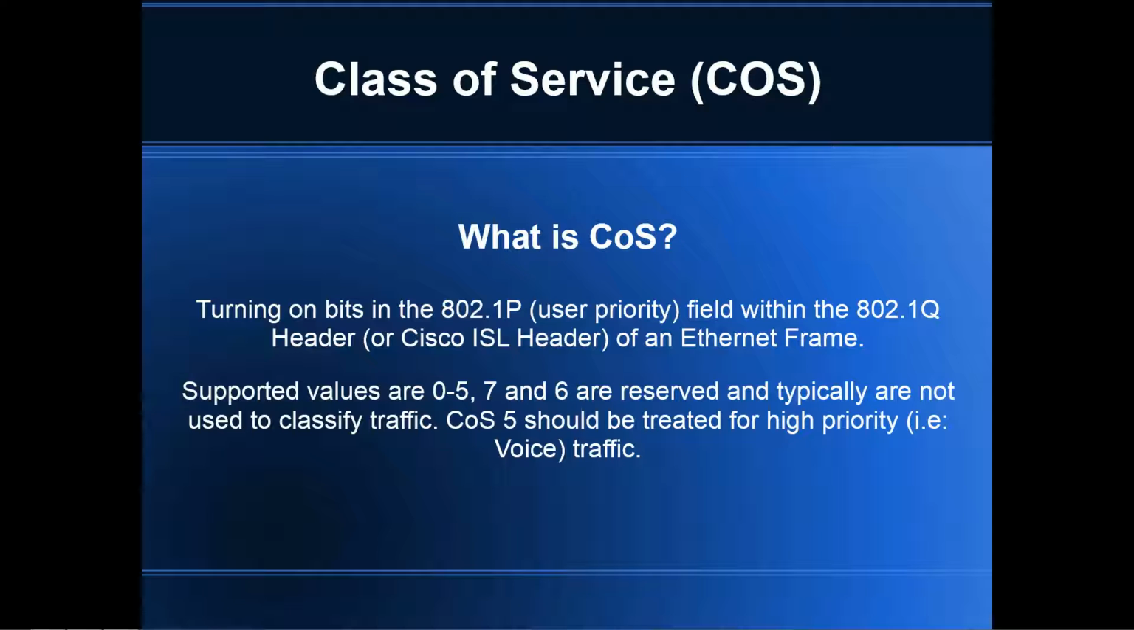What it does is it allows for the header, which is defined by 802.1p, which is a user priority field for our tagged 802.1Q header. If you're using a Cisco proprietary ISL header, same thing, but it allows us to tag this user priority inside of our Ethernet frame at layer 2. And again, normally we're allowed to use 0 through 7, but 6 and 7 are typically reserved and not used for classified traffic. 0 is normal traffic.